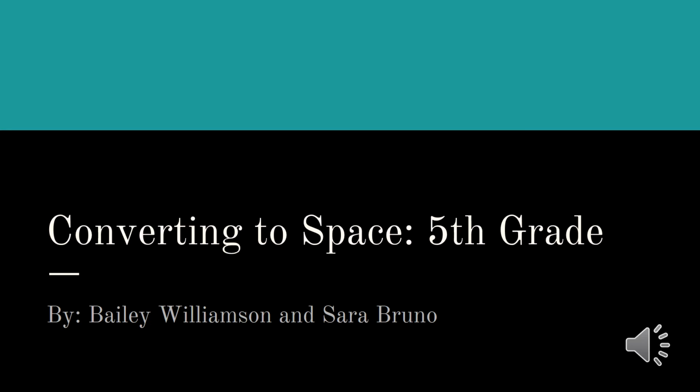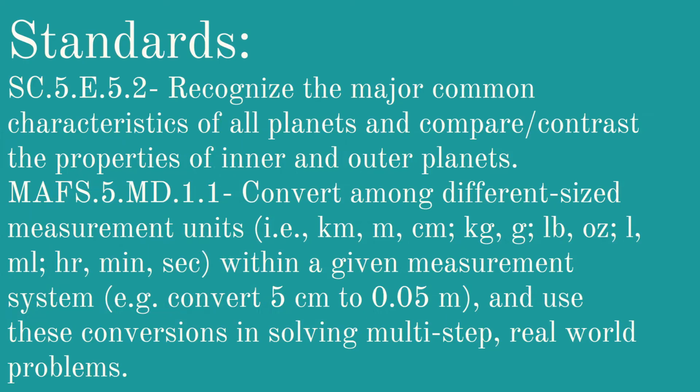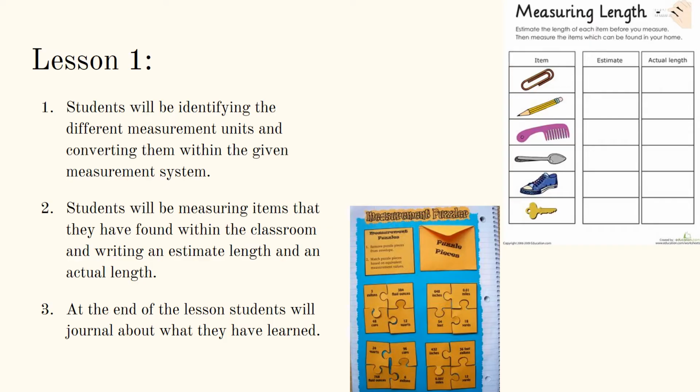This unit plan is named Converting to Space, and it's for 5th grade, and it was created by Sarah and myself. Our standards are SC5E 5.2, recognize the major common characteristics of all planets and compare and contrast the properties of inner and outer planets. The math standard is MAFS 5.MD.1.1, convert among different size measurement units within a given measurement system and use these conversions in solving multi-step real-world problems. So for our first lesson, the students will be identifying the different measurement units and converting them within the given measurement system.